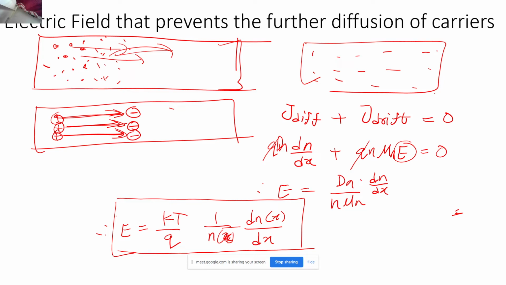And you will see later on that in a PN junction, you will have these space charge regions, and only there you will see an electric field, okay? Right?